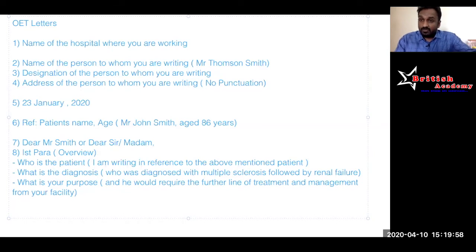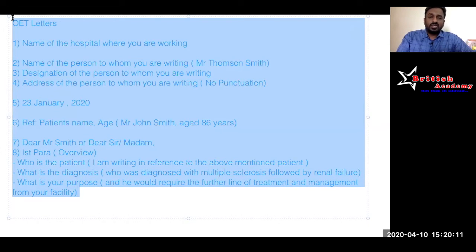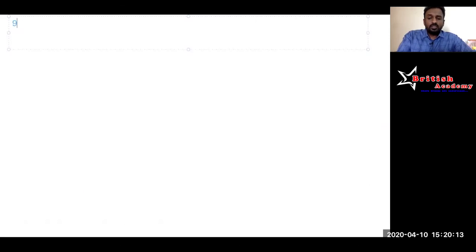Okay. Now, my reason for taking this on the white screen is so that you can definitely take down notes for it, and if it helps in any way for your preparation, I would be happy for that. Okay. Now, let's move on to the second paragraph. After 8th point, you will leave one line. I'll just erase this because I need some space to write. The 9th point is your second paragraph.